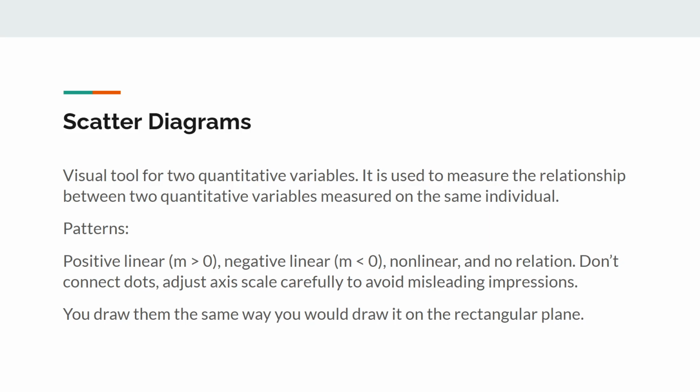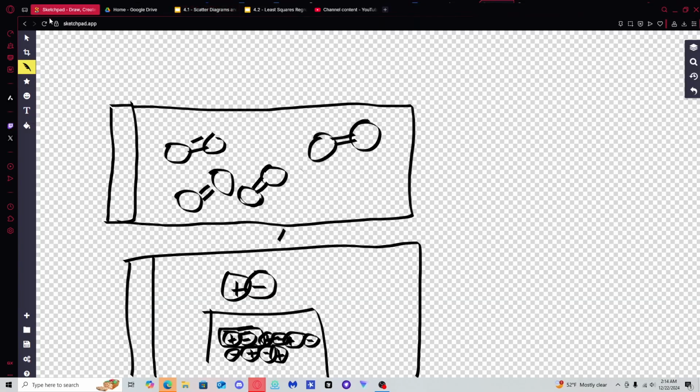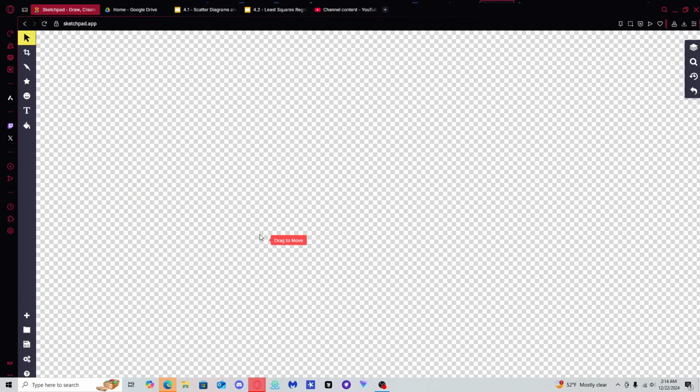So the patterns are positive or negative linear. If the slope is greater than 0, it has positive linear; if the slope is less than 0, it has negative linear. Don't connect dots, and adjust the scale carefully to avoid misleading impressions. You draw them the same way you would draw it on a rectangular plane. For the discriminant, b squared minus 4ac has to be greater than 0, because it has to have more than one real solution. If the discriminant is greater than 0, it has two real solutions. If it's equal to 0, it has one real solution. If it's less than 0, it has two imaginary solutions. So we know that it has to be greater than 0, because it has to have two real solutions. That's what you should memorize. You should memorize the quadratic formula in general.